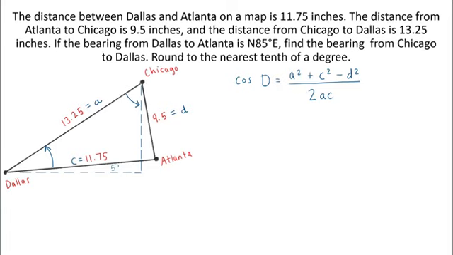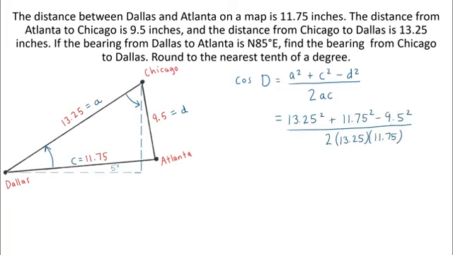And to find the measure of angle D, or angle Dallas, using the law of cosines, that would give us a squared plus c squared minus d squared over 2ac is equal to the cosine of d, which gives us 13.25 squared plus 11.75 squared minus 9.5 squared in the numerator. And all of that is over 2 times 13.25 times 11.75. And of course, all of that is equal to the cosine of d, which gives us 223.375 over 311.375. And again, that's still cosine of d.